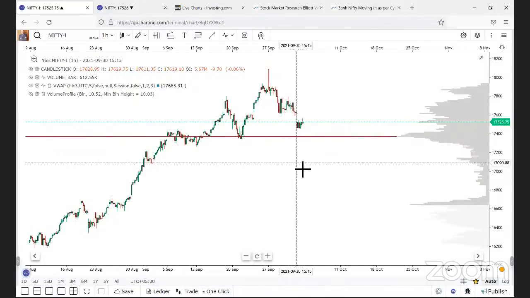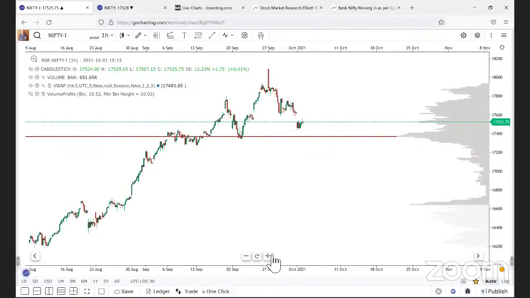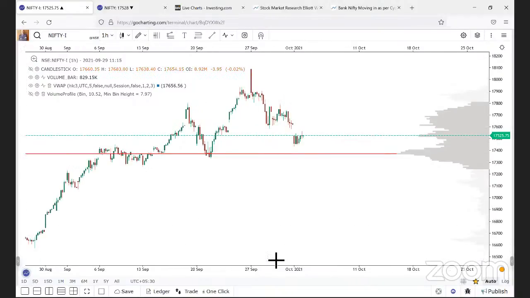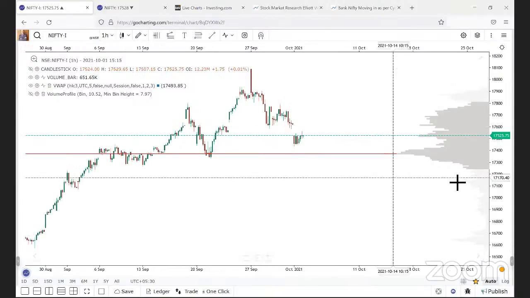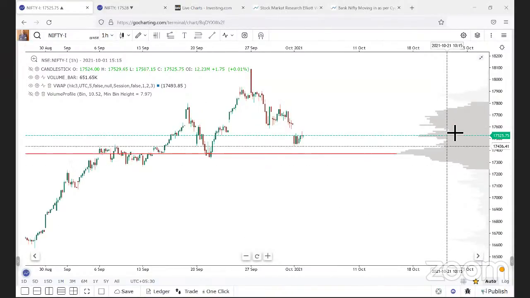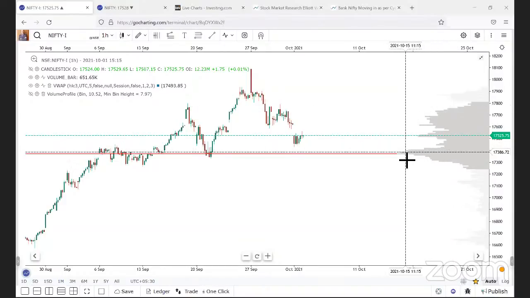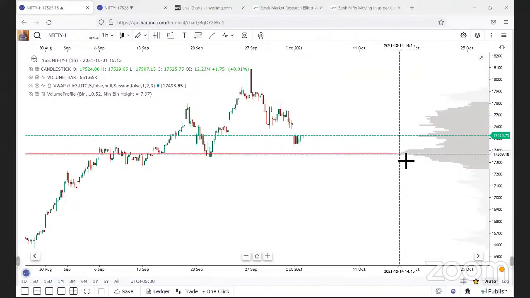Now, very similar structure that we can see on Nifty also. If you look at this, this is the area of volume profile, the value area low, value area high, and all of those things. The point of control is 17,375, which means that 17,350 is the important level. This is the software, Go Charting, on which you can get all of these studies.